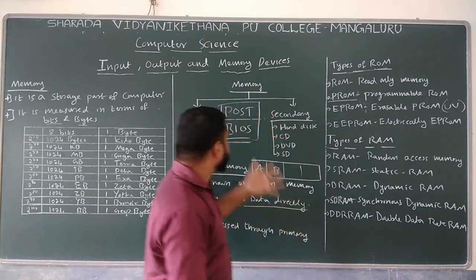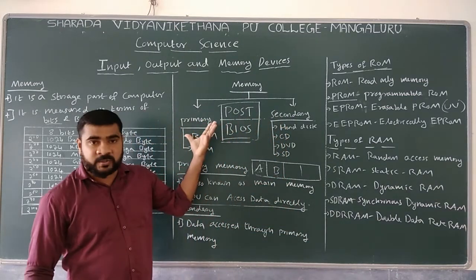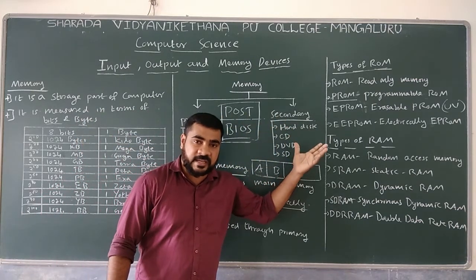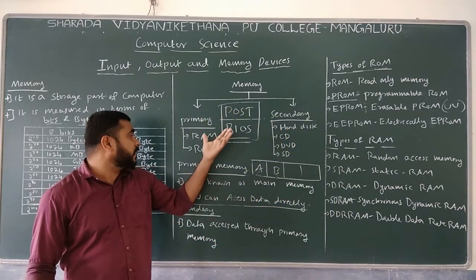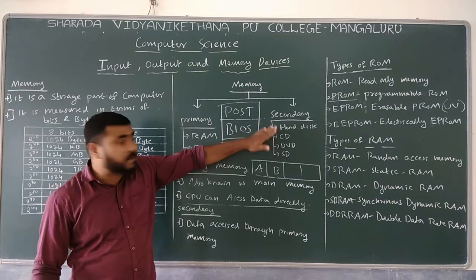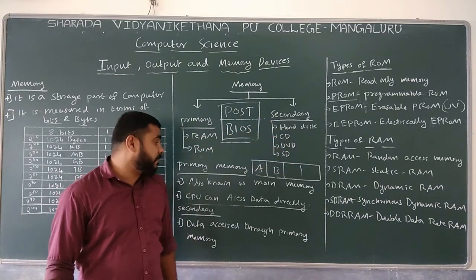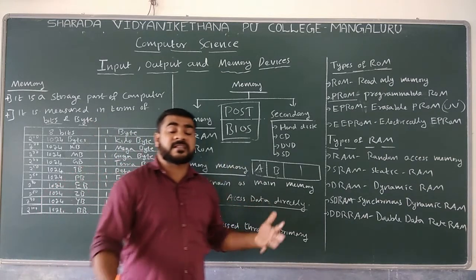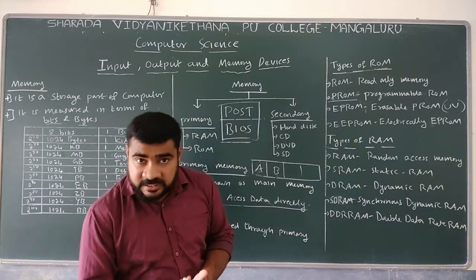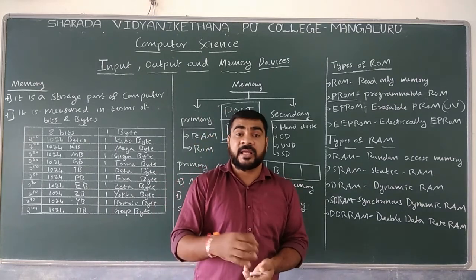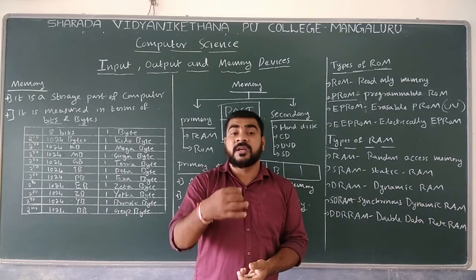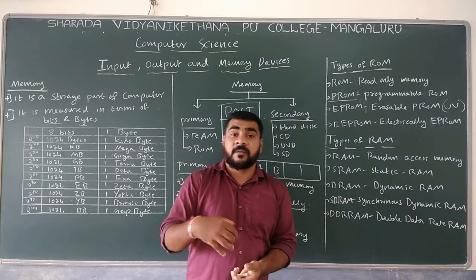After that, the types of memory. There are two types: primary memory and secondary memory. Primary memory examples are RAM and ROM. Secondary memory examples are hard disk, CD, DVD, SD card, like that. Then we also discussed the difference between primary memory and secondary memory. Primary memory is directly accessed by the CPU. Secondary memory is accessed through the primary memory.